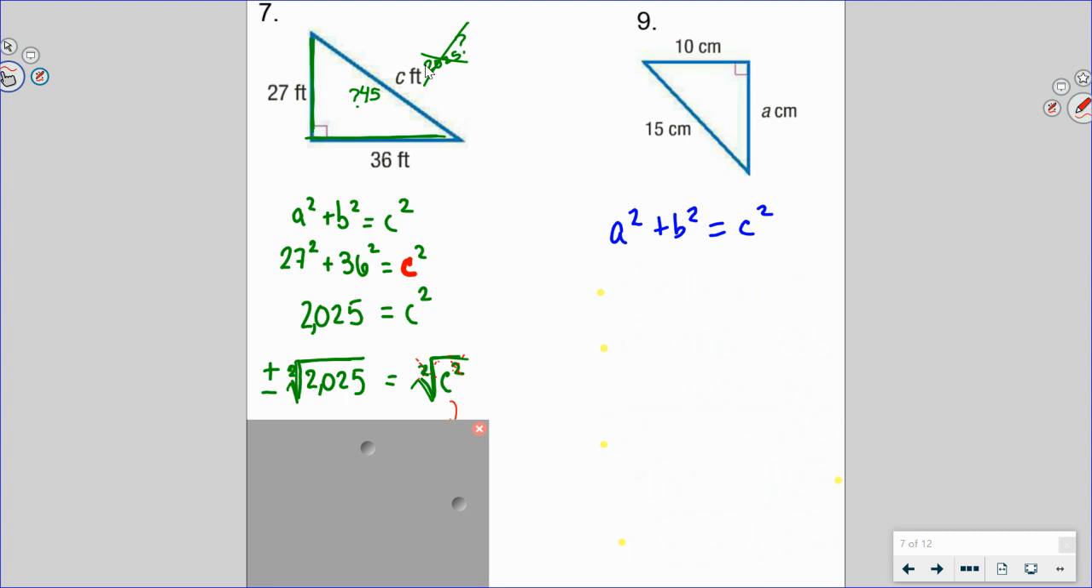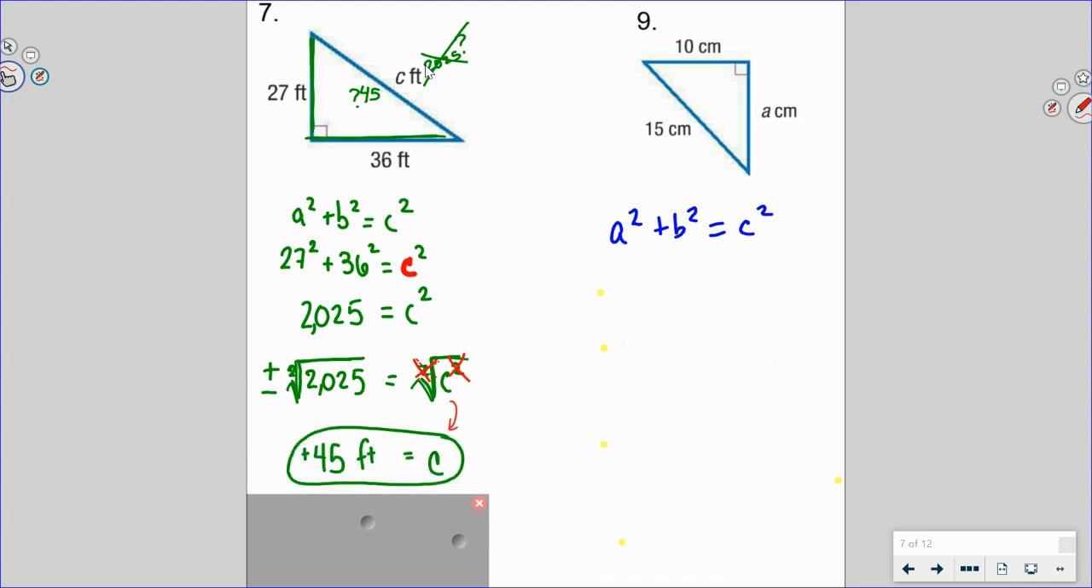And again, a square power and a square root cancel out, leaving us with c. Meanwhile, technically you could have two answers, but a negative does not make sense. While you could have a negative times another negative lead us to a positive 2025, it doesn't make sense for a length to be negative.